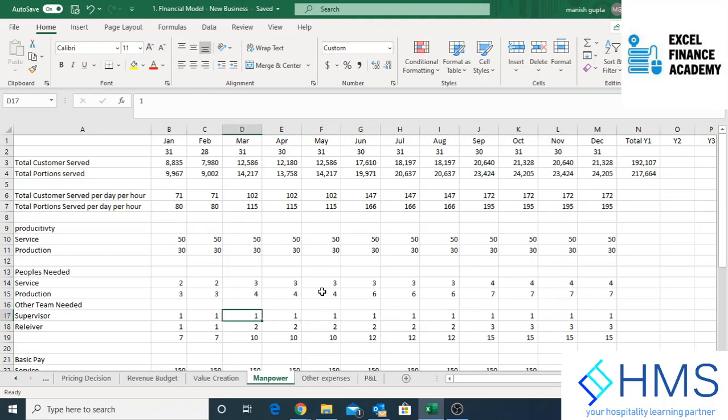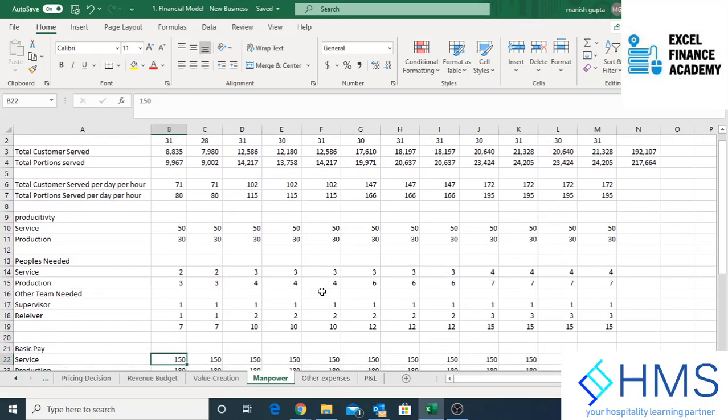And then we said, okay, what else do we need in the business? We need service, we need production, we need a supervisor, we need a reliever in case somebody got injured, and we need to pay the leaves, the public holidays, so they will accrue, otherwise we have to pay overtime.